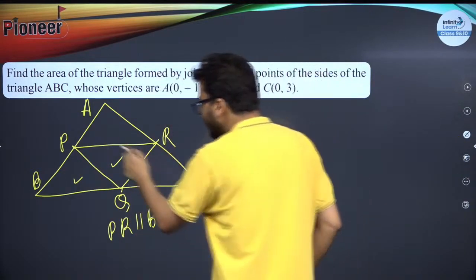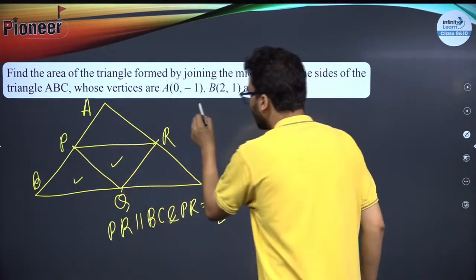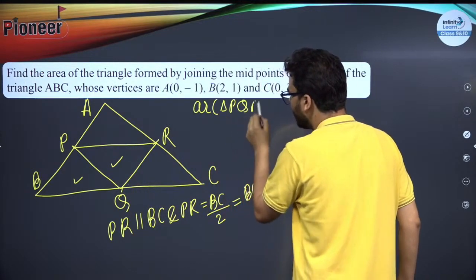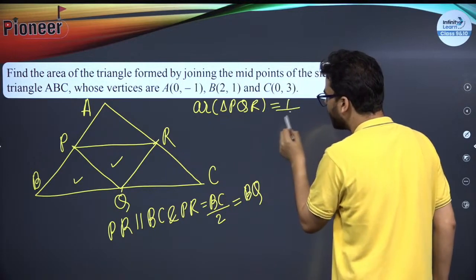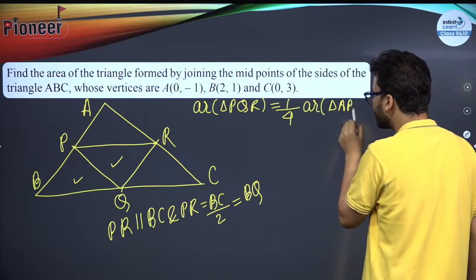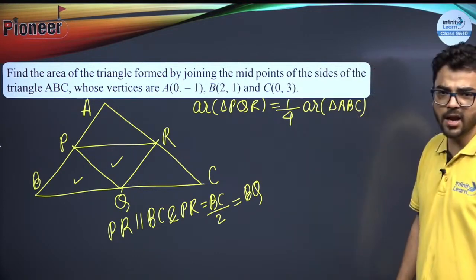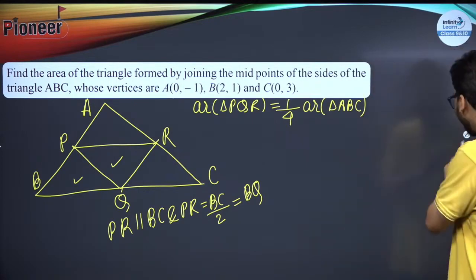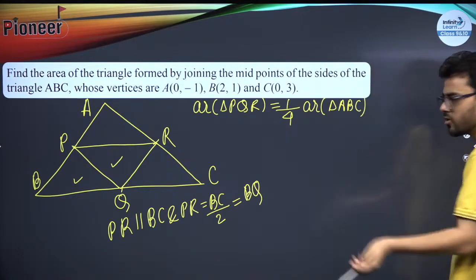So if you want to find the area of triangle PQR, can I not say over here that area of triangle PQR will be nothing but equal to 1 by 4 of area of triangle ABC? Can I say that over here, guys? It's a direct result. Area of triangle PQR is 1 by 4 of area of triangle ABC. Now you can directly use the formula, you'll get the answer.